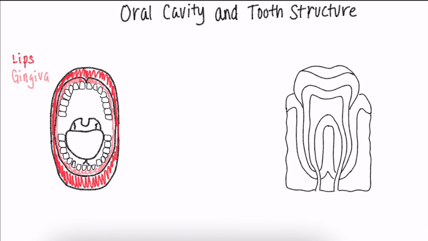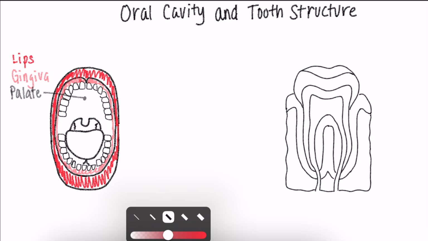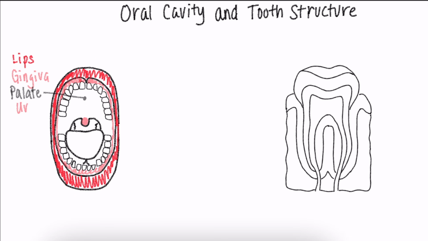And then the palate is the roof of the mouth. And hanging from the back of the palate is a little structure called the uvula. You can see it when you look in the mirror, and it hangs down at the back of your mouth. And its job is to move upward and protect your nasal passages from food entering them when you swallow.